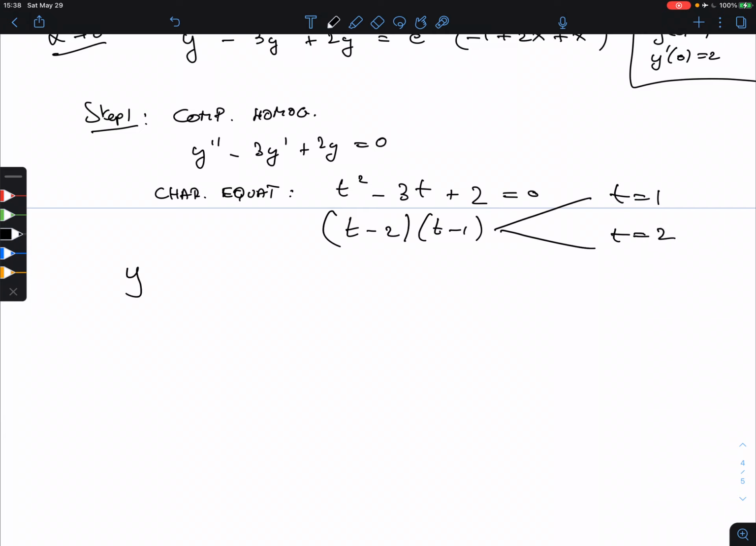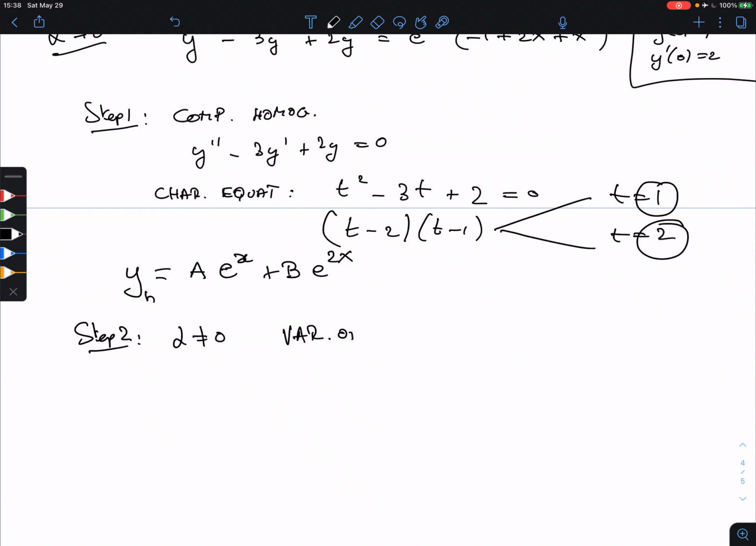So we know that the general homogeneous solution looks like A times e to the 1 times x plus B times e to the 2 times x. We take these as the coefficients of x in the power. Okay, that's where the 1 and 2 go. That's step 1. Step 2. What do we do now? We have this alpha. So alpha is not 0. And now we use the variation of parameters technique.